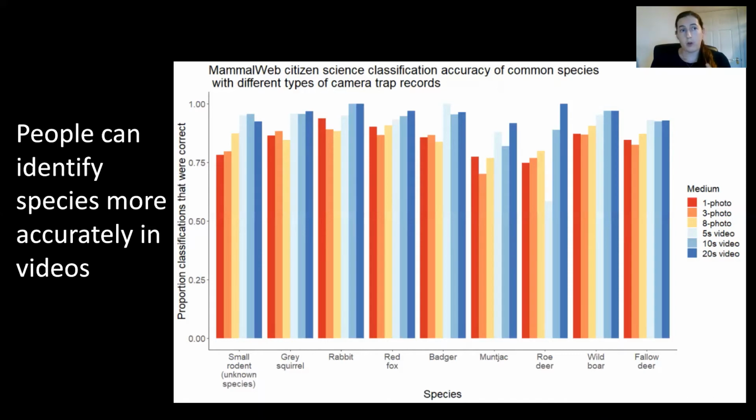Also, because we had a low number of videos of roe deer, when you've got smaller numbers, the data is more easily skewed by having a few weird videos. So it might have just happened by chance that we've got a few short videos of roe deer that are particularly difficult to identify. But overall, we're seeing quite a high level of accuracy for videos.